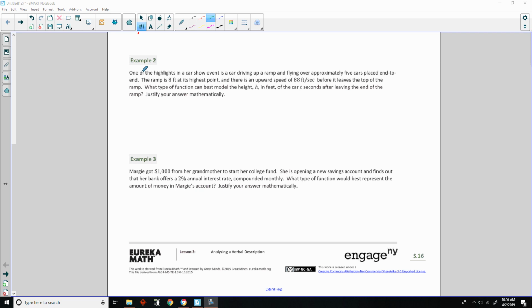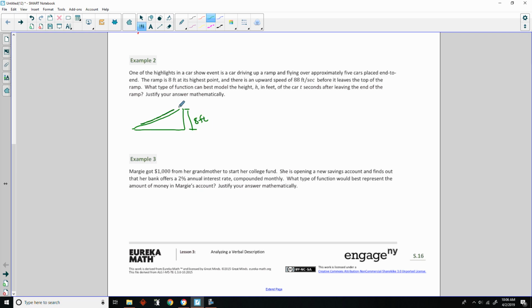Okay, number two says one of the highlights in a car show event is a car driving up a ramp, flying over approximately five cars placed end to end. The ramp is 8 feet at its highest point. Okay, so we have this ramp, and at this point here, it is 8 feet.